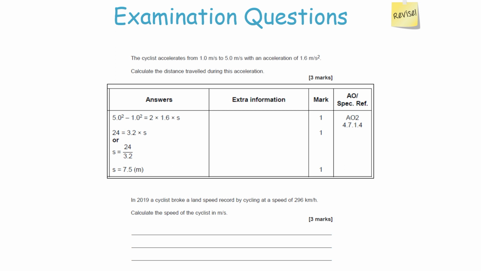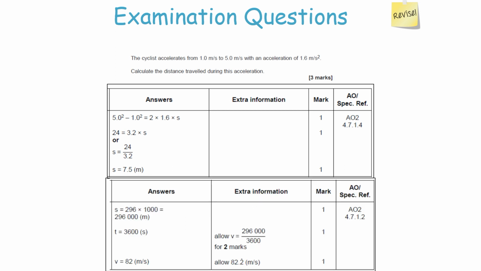Now the next question is asking you to convert from kilometres per hour into metres per second. So you just have to break this up into two particular sections: convert from kilometres into metres and convert from hours into seconds. So the first thing we'll do is convert kilometres into metres. 296 kilometres times 1,000 is equal to 296,000 metres. Now we're going from 1 hour to seconds, so there's 3,600 seconds in an hour, 60 times 60. So that's our new time. So we can convert it by saying it's 296,000 metres divided by 3,600 seconds is equal to 82 metres per second.